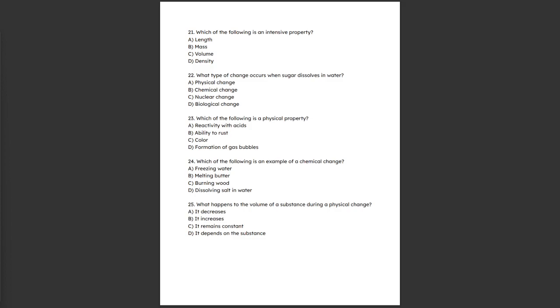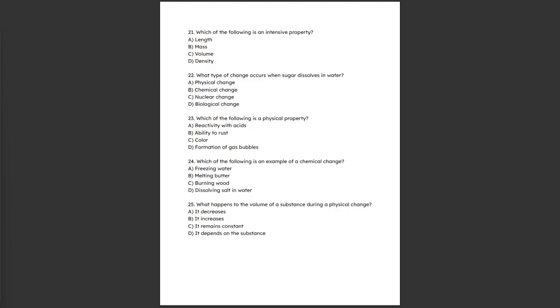Number 23, which of the following is a physical property? The correct answer is color. So physical properties, we know color is one of them. Since there's no indication that this is a chemical reaction changing the color. If it was a color change, that would be a chemical reaction, chemical change. But it's just the color, it's something we're observing.